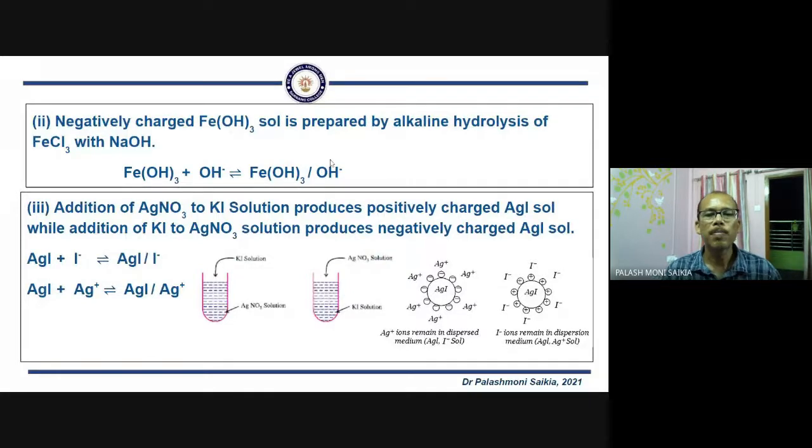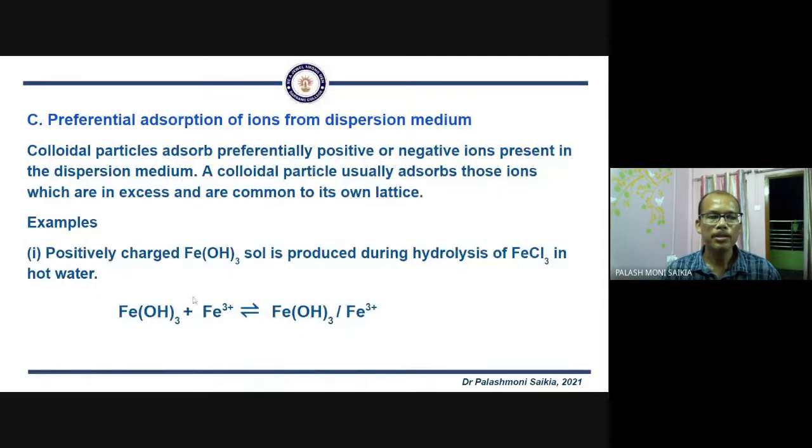Some other examples. If we now consider the same ferric hydroxide sol, prepared by hydrolysis of ferric chloride with NaOH, that is alkaline hydrolysis, ferric hydroxide will be formed in NaOH. So ferric hydroxide and NaOH have OH ion common, and OH ion is in excess. So the ferric hydroxide will now absorb OH- ion and it will be negatively charged.